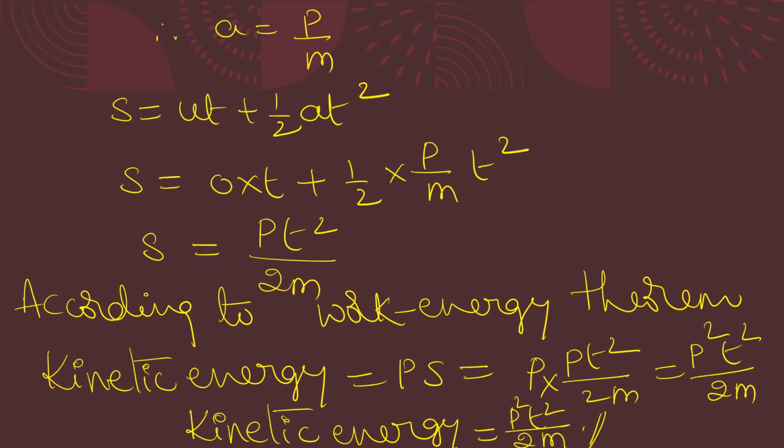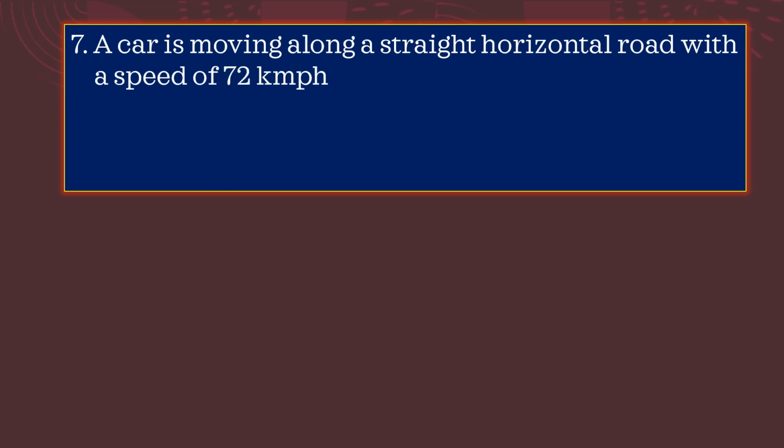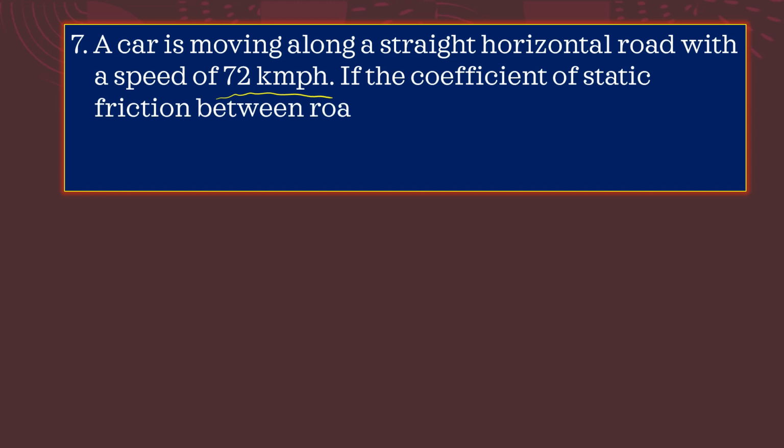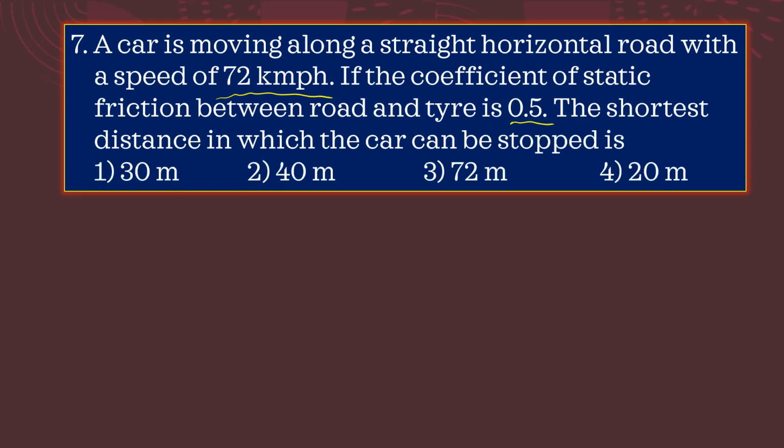So kinetic energy is equal to p squared by 2m. Okay, next we will go to the next question. A car is moving along a straight horizontal road with a speed of 72 km per hour. If the coefficient of static friction between road and tire is 0.5, the shortest distance in which the car can be stopped is... here we have to calculate the shortest distance in which the car can be stopped.